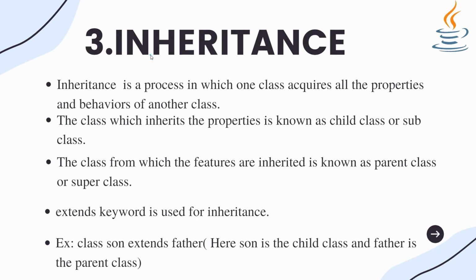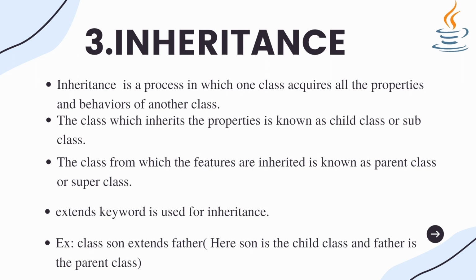Inheritance. Inheritance is a process by which one class acquires all the properties of another class. Inheritance is a general concept. Let's say, for example, we inherit from our parents. Our behavior and our body structure depend on our parents. So there is a concept known as inheritance in Java, where one class acquires the properties of another class.